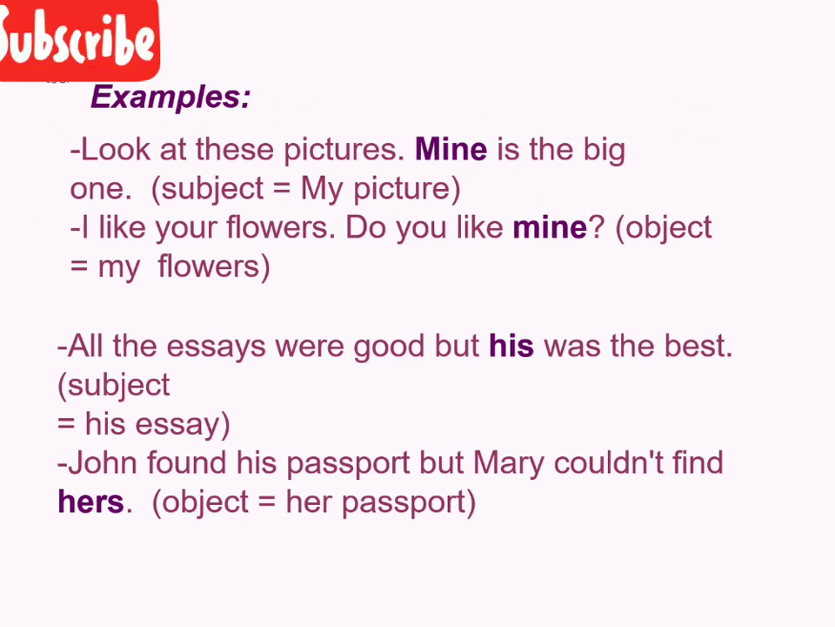Now here come the examples of possessive pronouns. If I say, look at these pictures, mine is the big one. Now I am talking about the pictures. The subject here is the picture. I am telling you to look at all these pictures and the big one is mine. So I am telling you the possessiveness or the belongings, that the big picture belongs to me. So what is the possessive pronoun I have used? Mine. Why? Because I am talking about the first person and that is me.